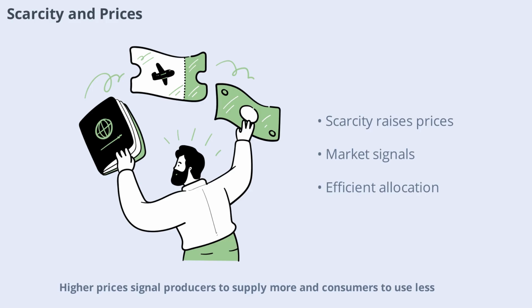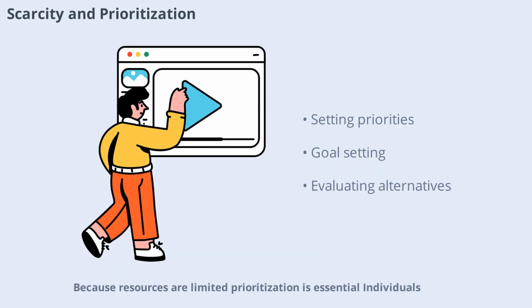Higher prices signal producers to supply more and consumers to use less. This is how markets help allocate scarce resources efficiently. Because resources are limited, prioritization is essential. Individuals, businesses, and governments must decide what is most important and allocate resources accordingly.